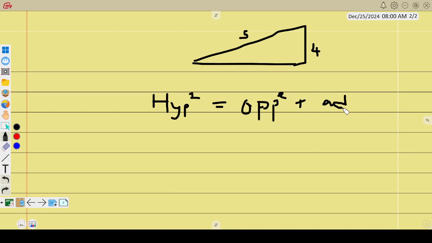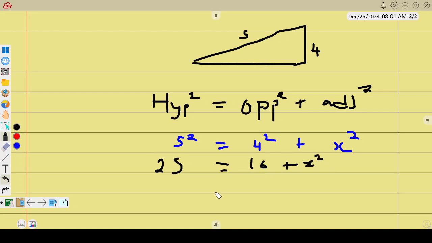So what is the hypotenuse? The hypotenuse is given as 5. Opposite is 4. And then we have the adjacent, which we don't know. We write it with a square. So 25 is equal to 16 plus x squared. When 16 goes to the other side, it will be 25 minus 16, which should give us 9. So 9 is equal to x squared.